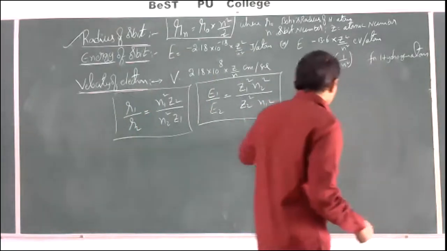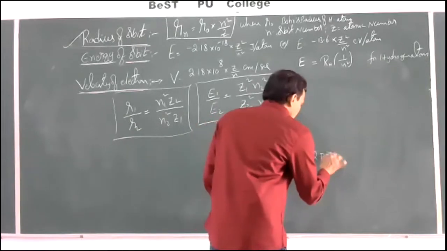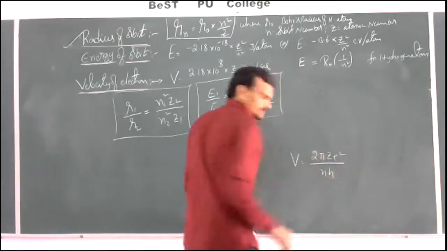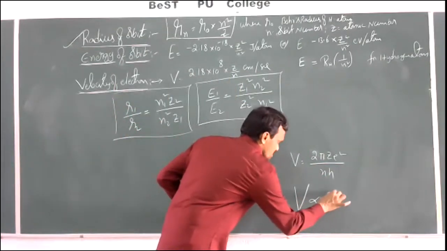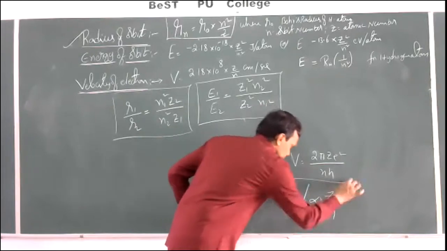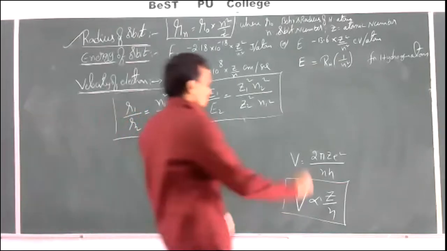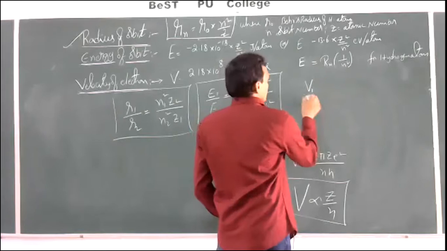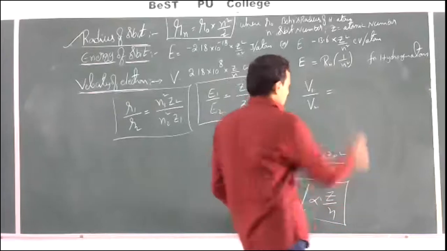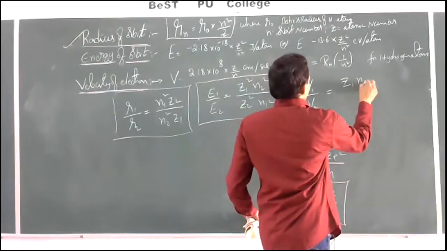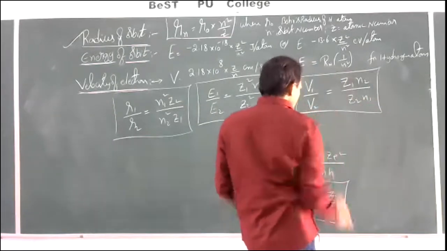Okay, then what about velocity comparison? Now see the velocity formula. Velocity V is equal to 2 pi Z e square by n h. This is the formula of velocity of electron. Then velocity of electron is proportional to Z by n. V proportional to Z by n. Then if you are comparing the velocities of two different electrons in two different atoms, then V1 by V2 is equal to Z1 N2 by Z2 N1.